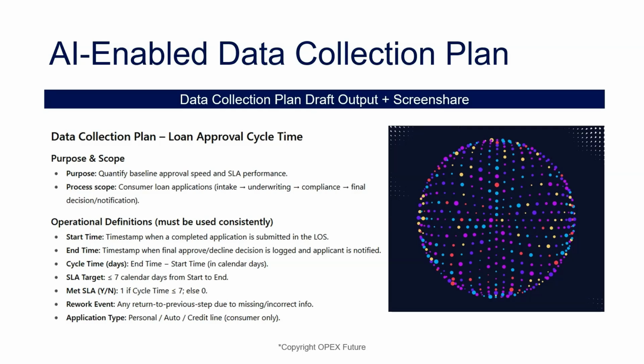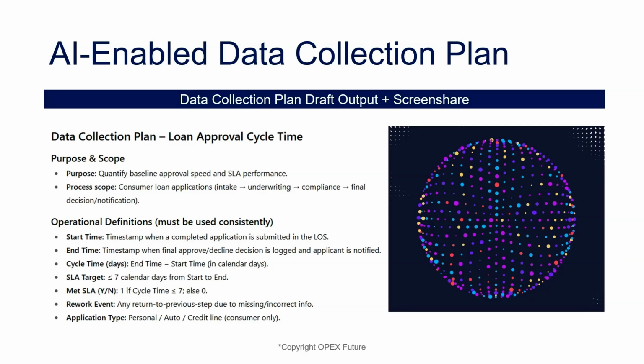This here is the output of the data collection plan prompt that we had put in the box. The output that was provided to me, like I said, there might be slight modifications with sub-details of how yours may be represented, but this is the gist of it. We have a data collection plan that was output by ChatGPT with loan approval cycle times. The purpose and scope is identified as follows. The purpose: to quantify baseline approval speed and SLA performance. The process scope: consumer loan applications from intake to underwriting to compliance to final decisioning and notification.